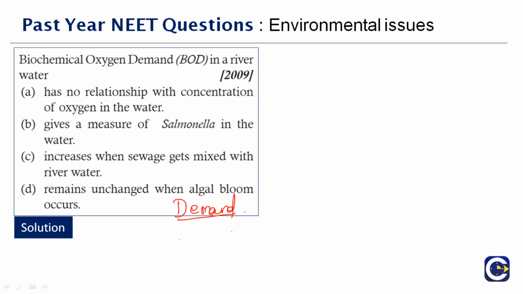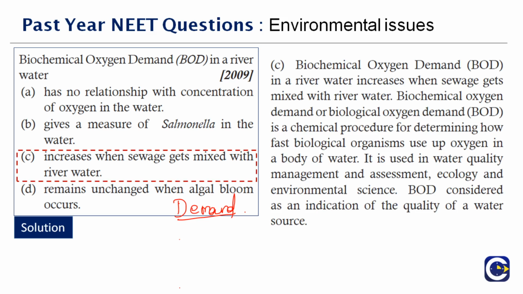That is applicable because as the waste in the water increases, the demand for oxygen will also increase side by side, because as I told in the earlier question, even for the decomposition process, the microorganisms involved require oxygen. So they will use up the oxygen in the water, and they will become a threat to the organisms surviving under the water. Therefore the answer is option C. It is used in water quality management and assessment of ecology. So this demand actually tells you how much the water is polluted.